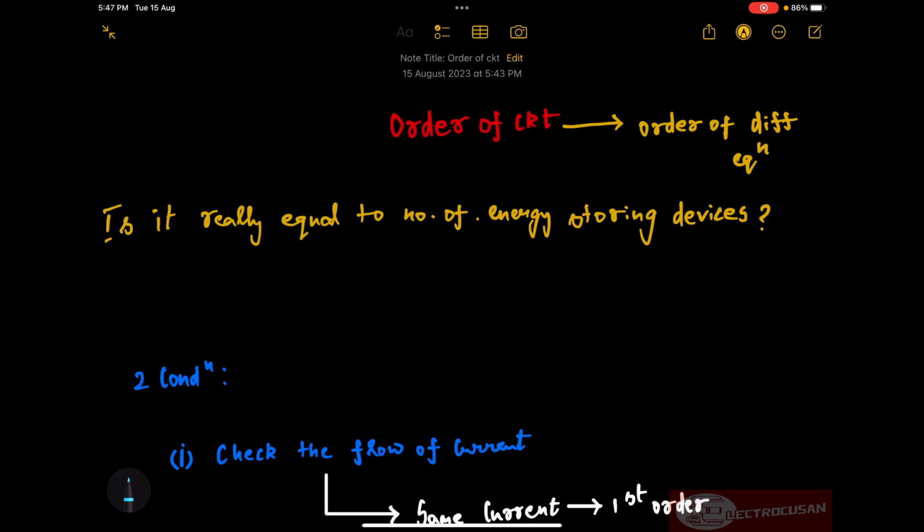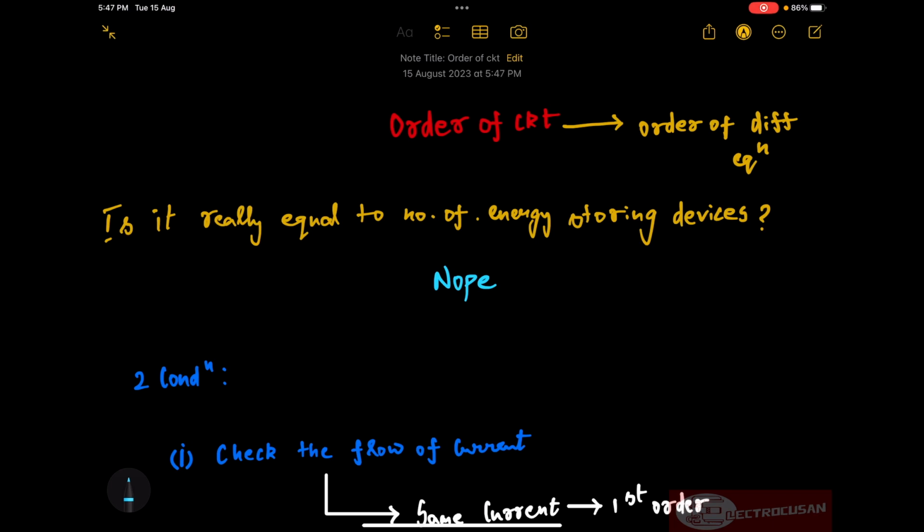Many of us would be thinking that the order of the circuit is just equal to the number of energy storing devices. Is it really equal to the number of energy storing devices? No. So what is it then?